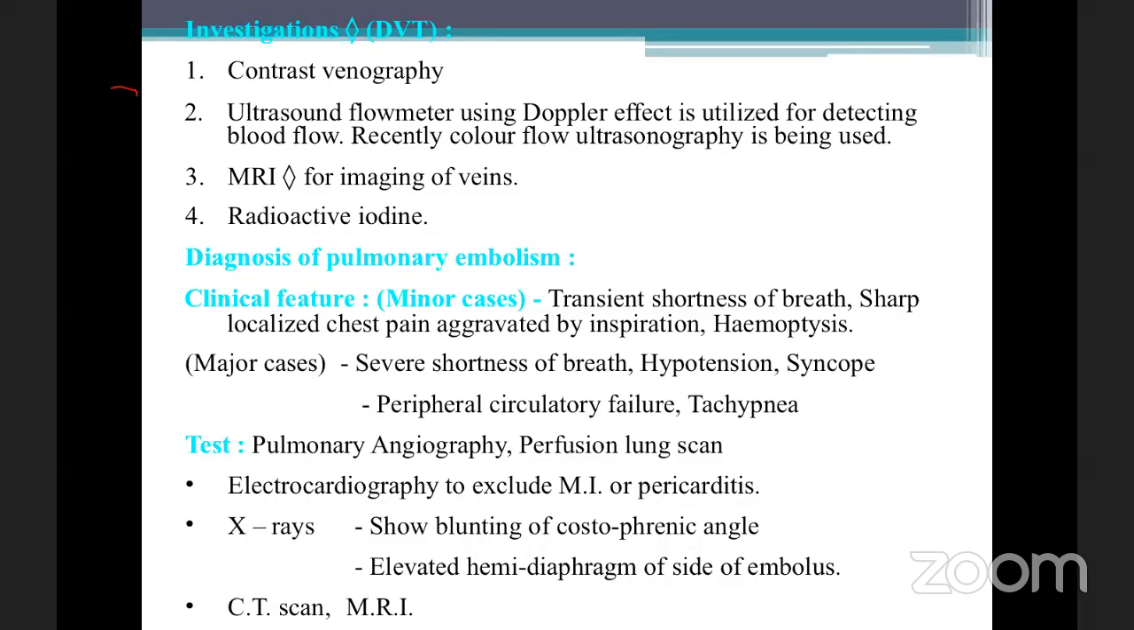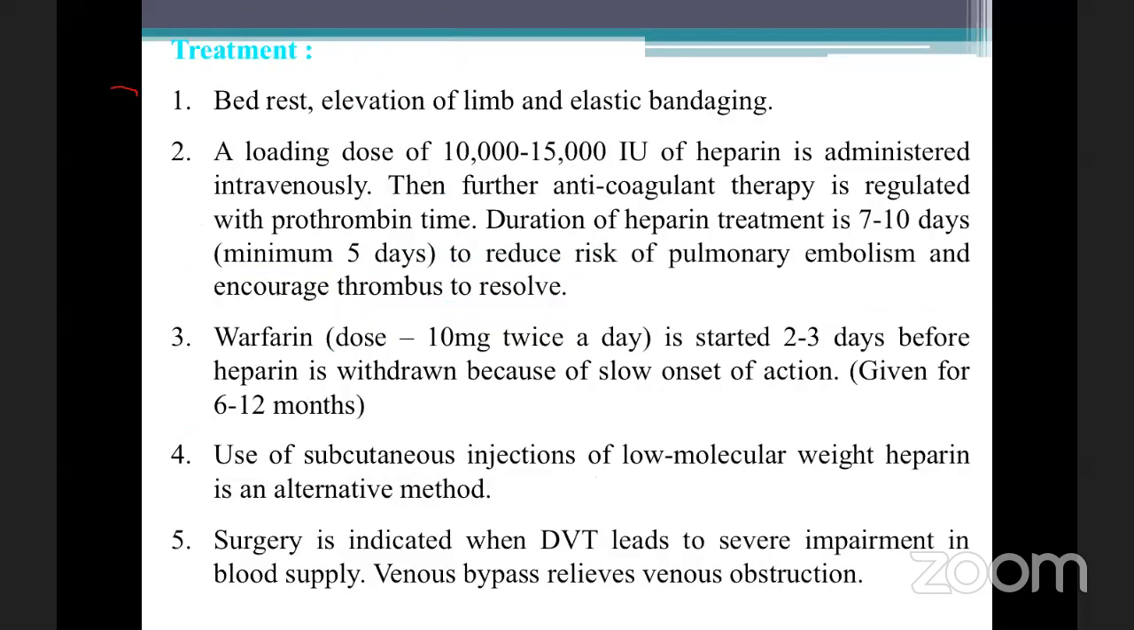Now, once the diagnosis is made, you need to treat the patient. Treatment consists of making sure that the patient is taking bed rest and the limb is elevated. You need to avoid dislodgement of the thrombus. Suppose a patient with DVT is being mobilized, the thrombus can dislodge into the inferior vena cava and go into the pulmonary circulation, and this can cause increased pressure on your right heart.